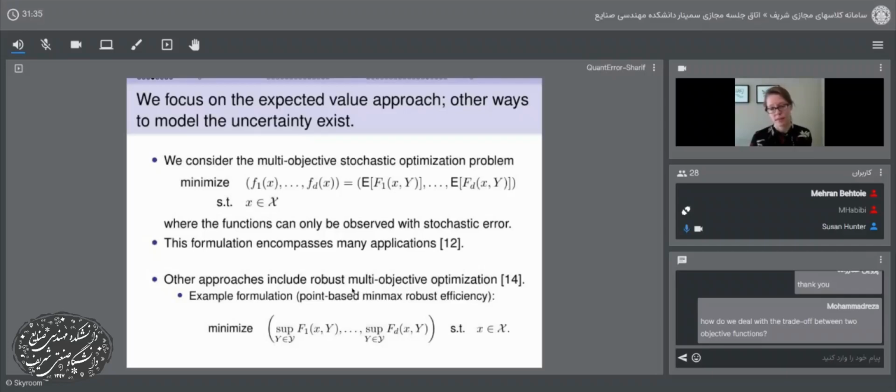There are other ways to do this. One of the other ways is called robust multi-objective optimization, where instead of looking at the expected value or trying to do well on average, you're instead going to optimize for, say, the worst case scenario. So there's other work on this, but we're going to focus on the expected value approach. It turns out that this approach has many applications, and we'll talk about 2 of them in the coming slides. The robust approach also has many applications. So these are just 2 different ways to model a problem that has uncertainty inside of it.